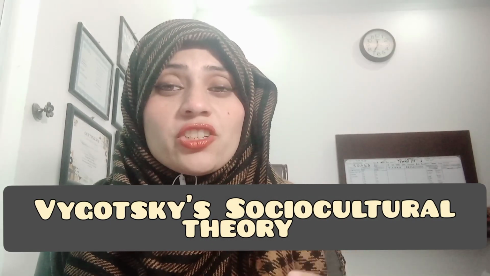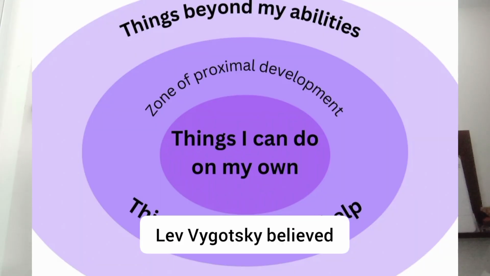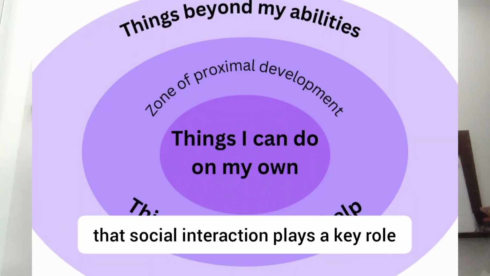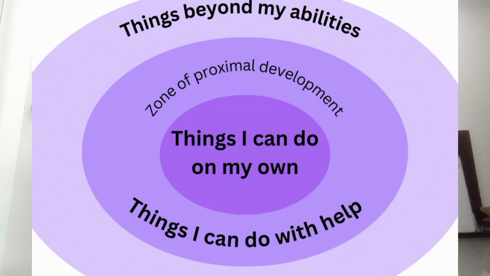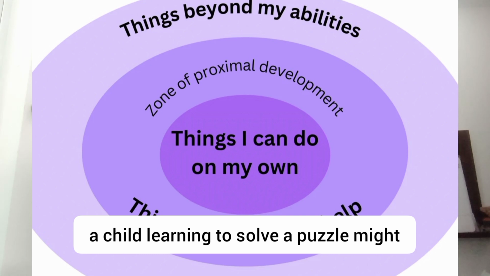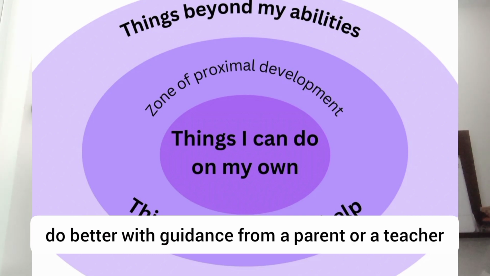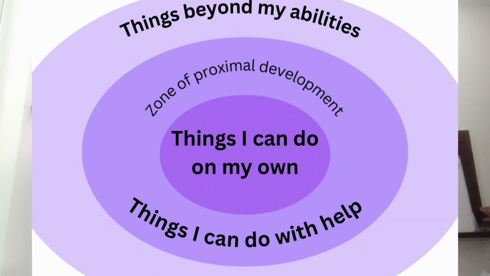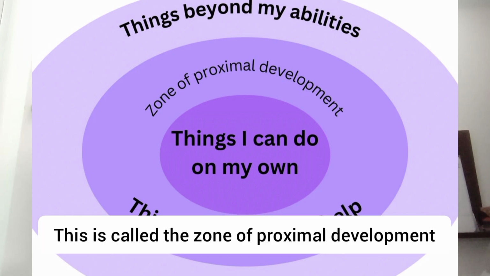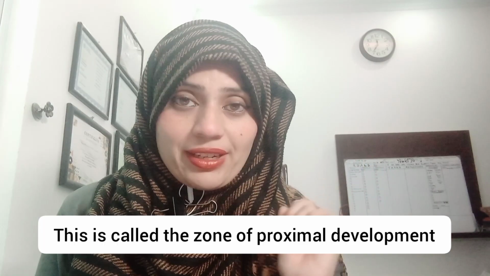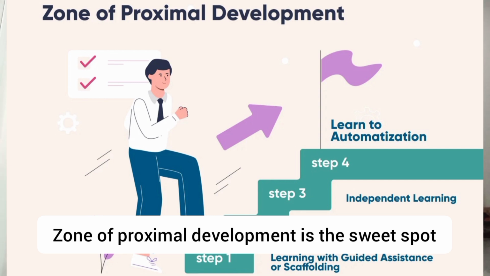Now we have reached upon the 8th theory, Vygotsky's social cultural theory. Lev Vygotsky believed that social interaction plays a key role in cognitive development. For example, a child learning to solve a puzzle might do better with guidance from a parent or a teacher. This is called the zone of proximal development. Zone of proximal development is the sweet spot.